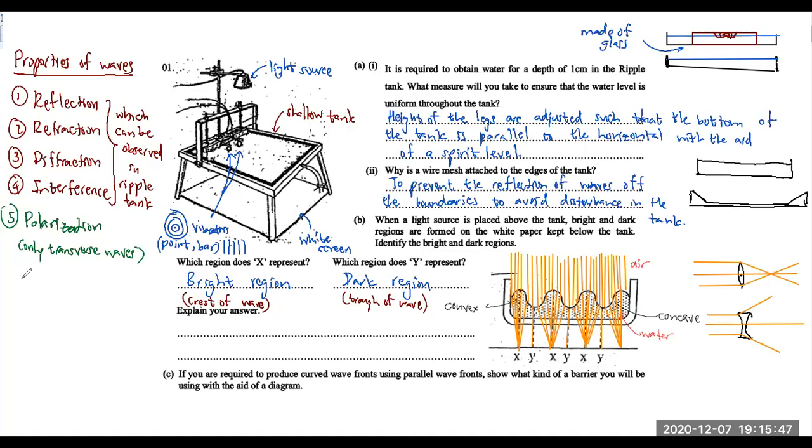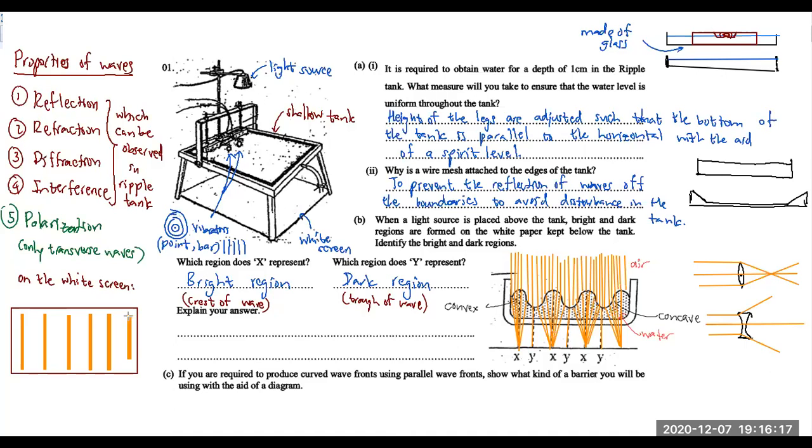So on the white paper, or white screen, this is what you will see. You will see bright lines like this, and then you will see a dark region in the middle. Bright lines like this, and then a dark region in the middle. This is how you will see it if the wave fronts are parallel. These are bright lines or bright spots, which represent the crest. And these regions in the middle will be relatively darker. Those regions represent the trough.